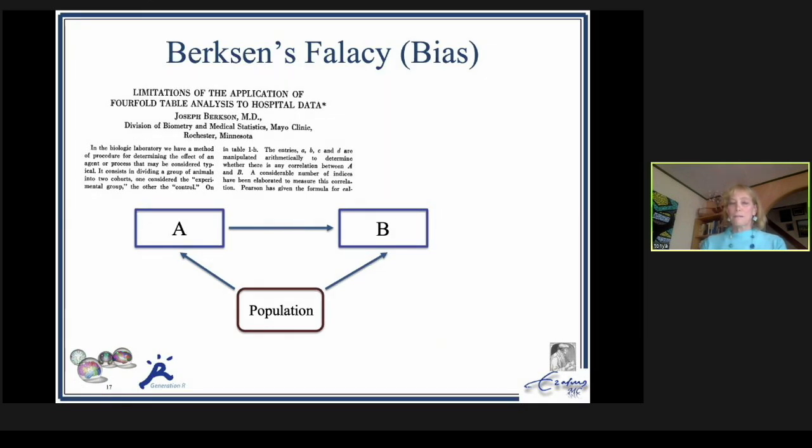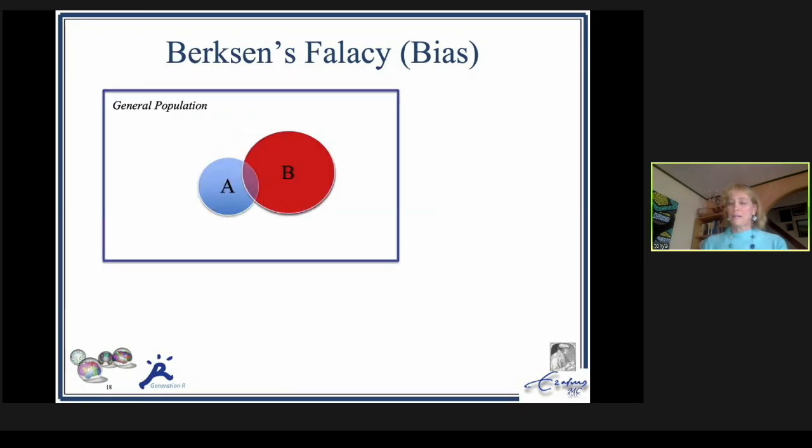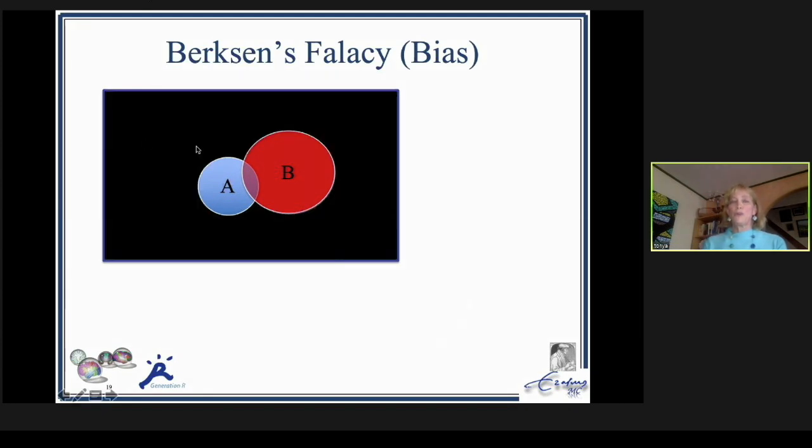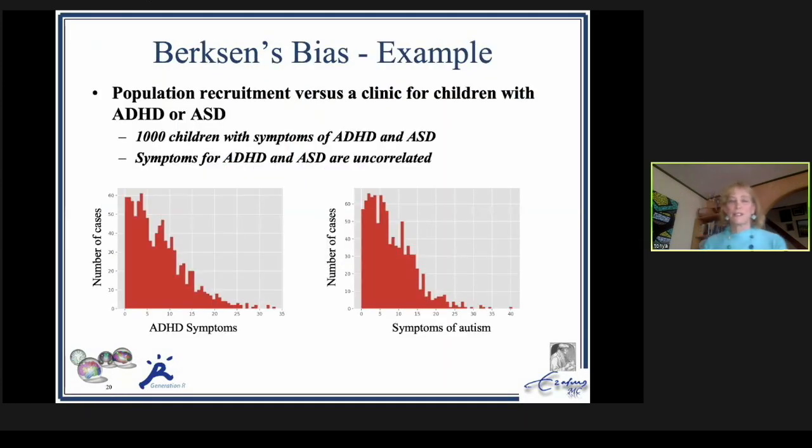And I'm going to show you this more specifically and then show you a simulation of this. So essentially, if you have your entire general population here and you have condition A and condition B, and you have some overlap that could happen, it could be independent, it becomes correlated if you remove the entire population and just look at A and B. So let's look at a simulation of this.